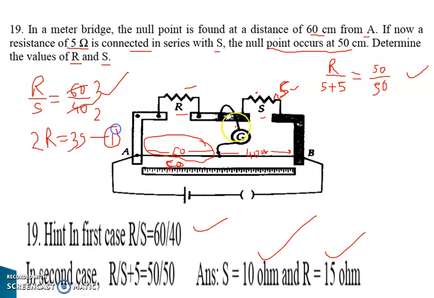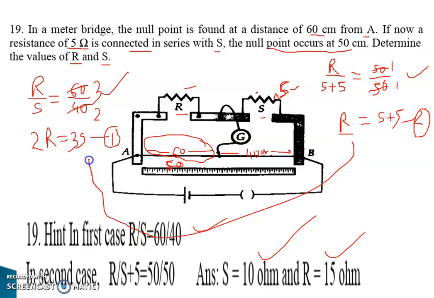If we simplify the second equation, the right hand side will become 1, as 50 by 50 means 1. So we can write R is equal to S plus 5. Now this is equation number 2. Now we will substitute the value of R from equation 2 in equation 1. We will get the value of S, and after substituting the value of S in any one of the equations, we will get R. So R will be 15 ohm and S will be 10 ohm.